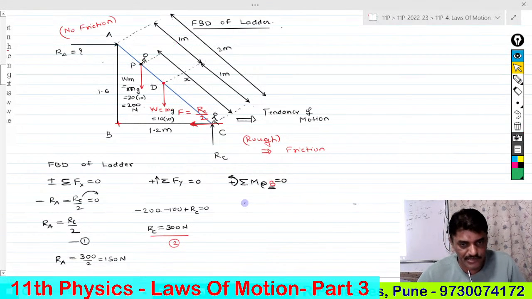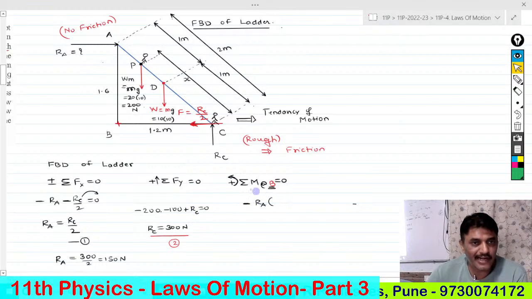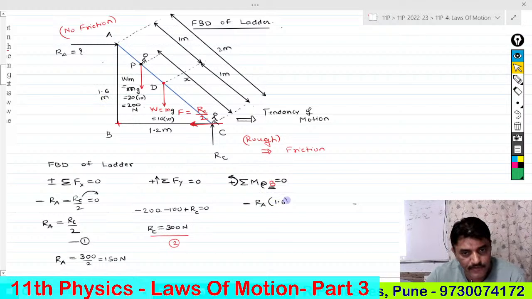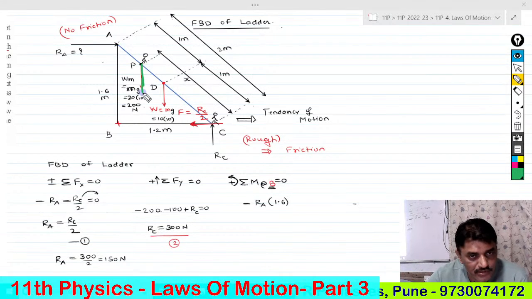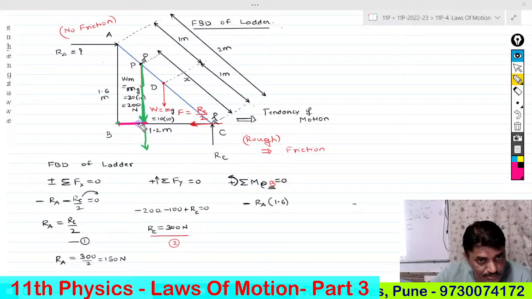So I'll put it as minus. What is the force? Just now I calculated RA is equal to 150. And perpendicular distance is 1.6 meter. ठीक है? Second, ये रहा force. And this is the point. ये फोर्स ऐसा आ सकता है, ऐसा नीचे जा सकता है ना? This is the line of action of the force. And what is the perpendicular distance? This is going to be the perpendicular distance.